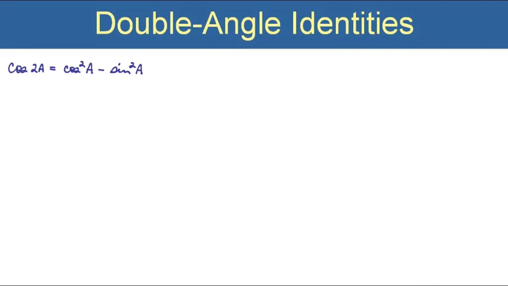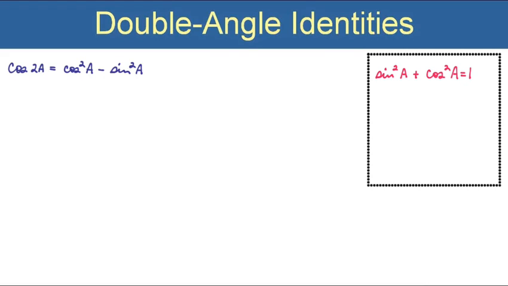So now we're going to start with that identity that we just derived, and let's remember that we had this Pythagorean identity that said sine squared plus cosine squared equals 1. If we isolate the sine squared term on the left side of the equal mark, then the right side will say 1 minus cosine squared. So that means over here, where the double angle identity has cosine squared minus sine squared, I can replace sine squared with 1 minus cosine squared. So let's do that.